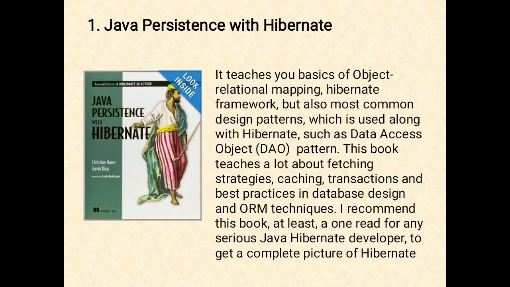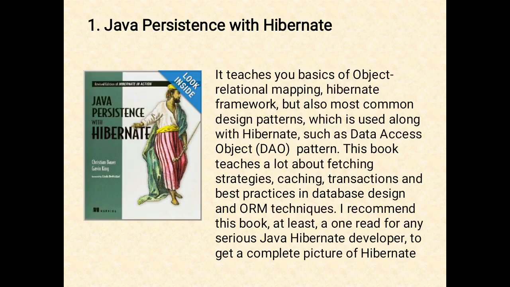This book teaches you object relational mapping and the Hibernate framework, but also the most common design patterns used along with Hibernate, such as the data access object pattern. This book also teaches you a lot about fetching strategies, caching, transactions, and best practices in database design and ORM techniques. I recommend at least one read of this book for any serious Java Hibernate developer to get a complete picture of Hibernate. This book is over 800 pages, which is not easy to read, but it definitely deserves a look for later reference.